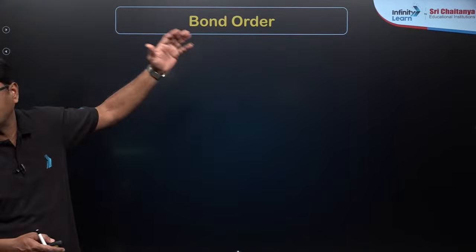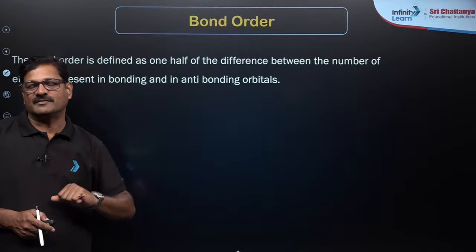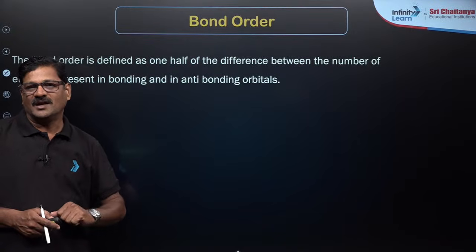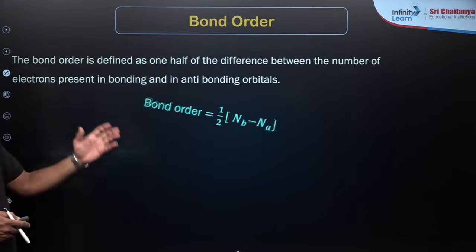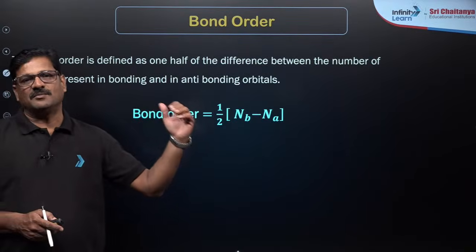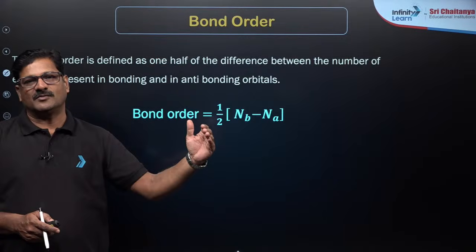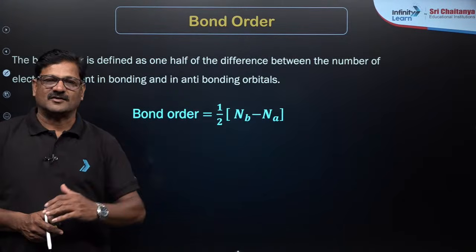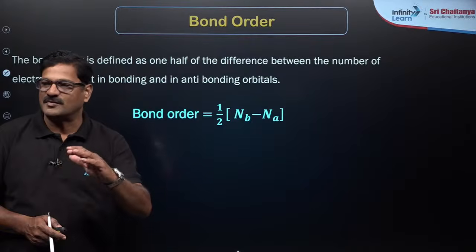So bond order is defined as the number of bonds between two atoms. It is calculated by taking the super awesome formula: the number of electrons in the bonding molecular orbitals minus the number of electrons in the anti-bonding molecular orbitals, divided by 2.